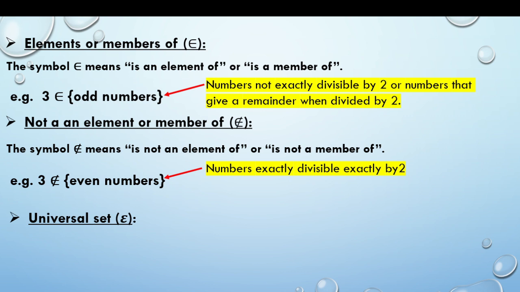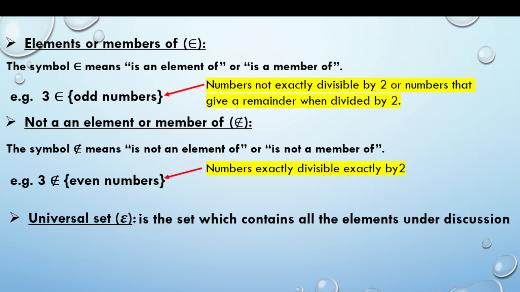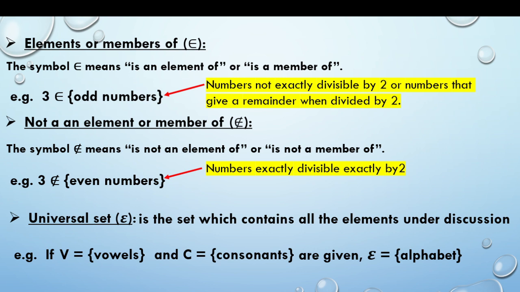Let's also look at universal set represented by this letter here. So universal set is the set which contains all the elements under discussion. E.g., if V equals a set of vowels and C equals set of consonants are given, then the universal set of these two sets is alphabet, a set of alphabet elements.